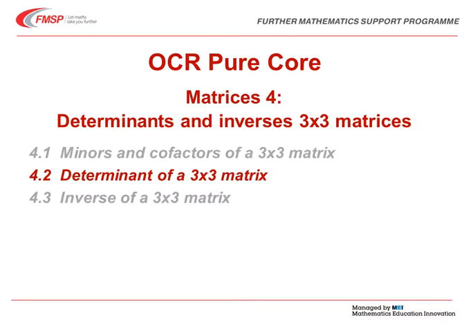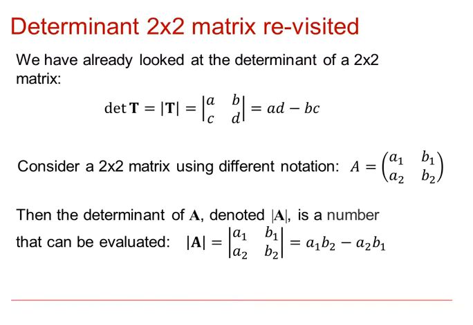Hello, this is the second of the fourth Matrices series for OCR AS Core Pure Further Mathematics, and will cover finding the determinant of a 3x3 matrix. We have already looked at the determinant of a 2x2 matrix in previous videos. We use the notation det T equals what looks like the modulus of T, or the modulus of the matrix ABCD, and we know that this equals AD minus BC.